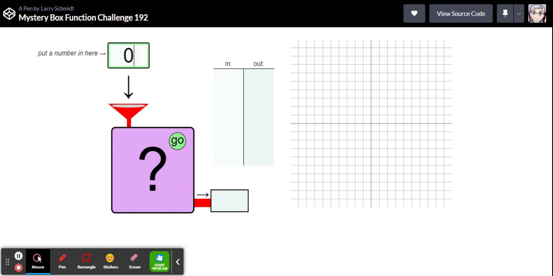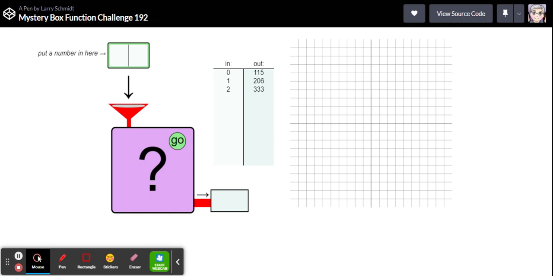Alright, I'm going to start with a 0. Whoa! 0 is 115, so that's way off our graph. Let's try a 1. It's 206. Oh my goodness. How about a 2? 333. Oh, interesting. Let's look at these numbers a little bit.